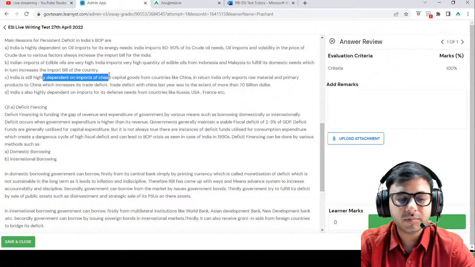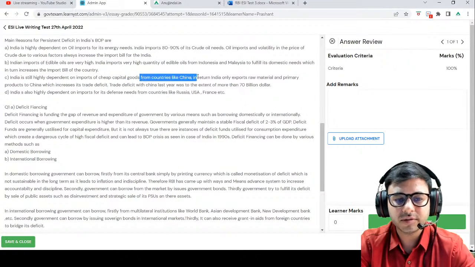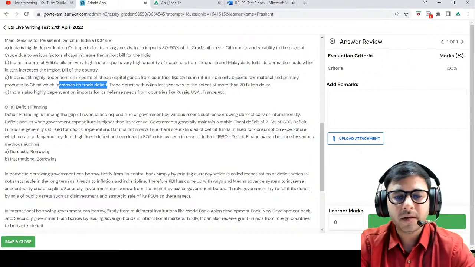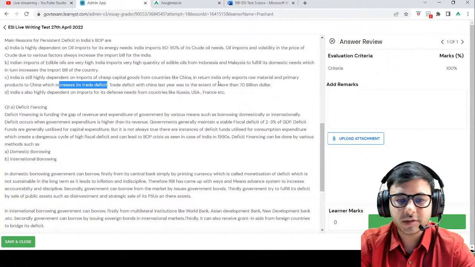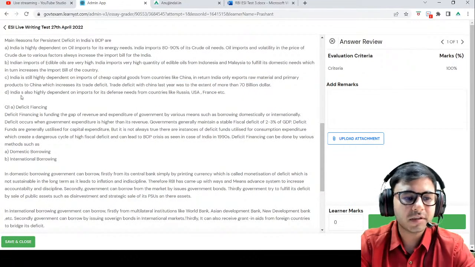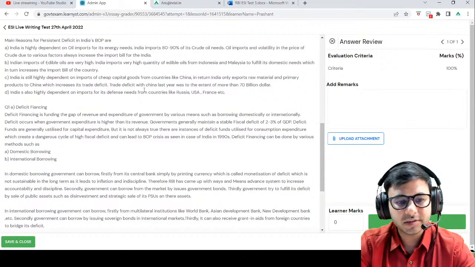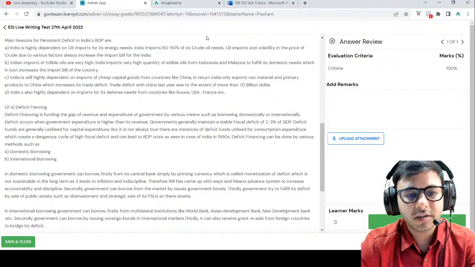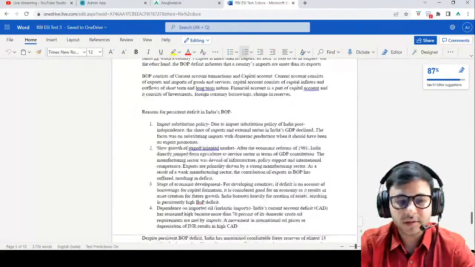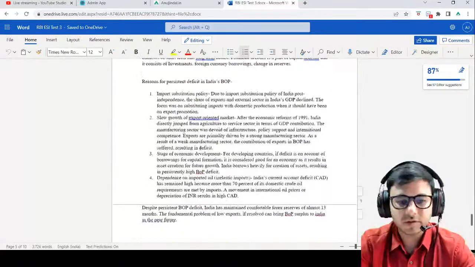Still highly dependent on imports of cheap capital goods from countries like China. In return, India only exports raw materials and primary products, which increases its trade deficit. Trade deficit with China last year was to the extent of more than $70 billion. I don't know if this number is correct, so you can rectify it, verify it a little. India is also highly dependent on imports for its defense needs from countries like Russia, USA and France. Let's see here if we have missed out on anything or not.